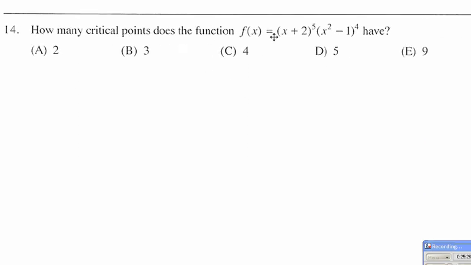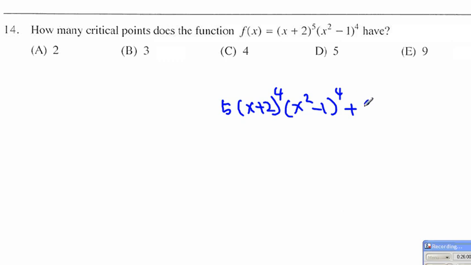How many critical points does this function have? Now, in this case, when we try to take the first derivative, since the exponents are pretty high, why don't we just take the derivative and see what happens. When you take the derivative here, we have 5(x plus 2) to the fourth power times (x squared minus 1) to the fourth power.